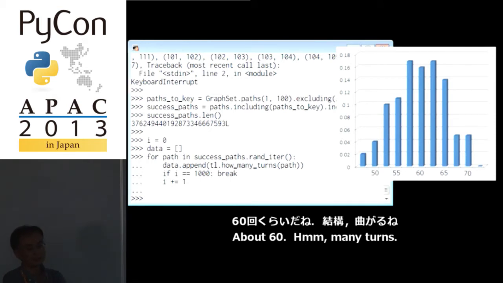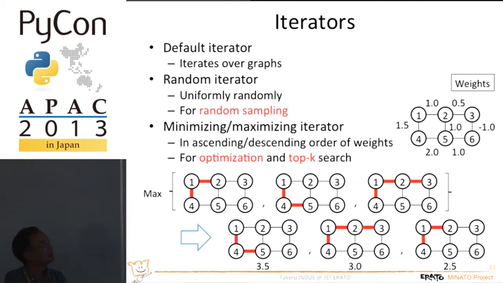Graphillion provides 4 types of iterators. I'll describe them in detail. The default iterator simply iterates over graphs. This is the fastest iterator in Graphillion, and the random iterator selects a graph uniformly randomly, and so it can be used for random sampling, as I demonstrated in the previous demo.